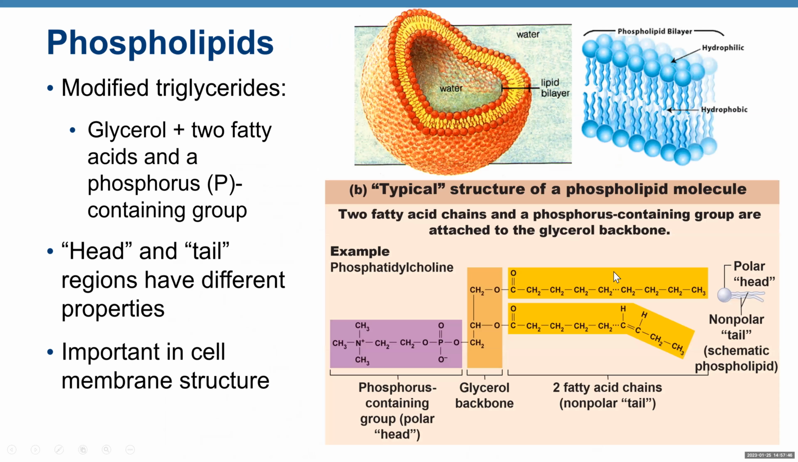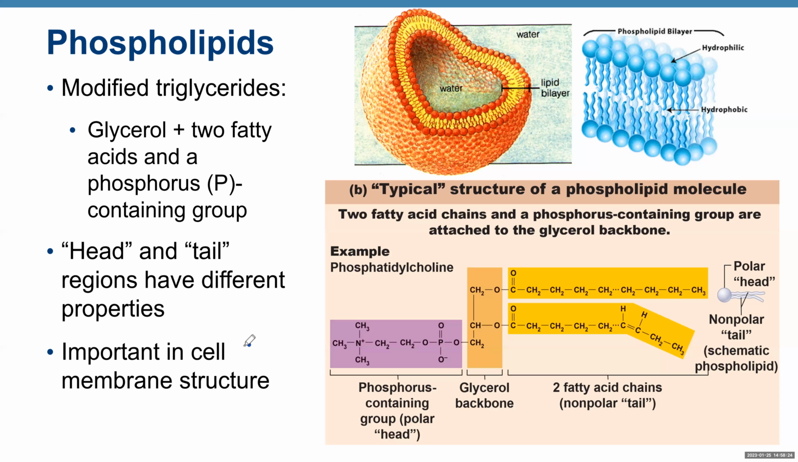Another type of lipids are phospholipids. Those are modified triglycerides. So remember triglycerides, when we have glycerol, right, and 3 fatty acids attached. In a phospholipid, glycerol is attached to 2 fatty acids and a phosphorus-containing group. So that's called the phosphate head, and those are called tails. So the head is our phosphate, and the tail regions have different properties.